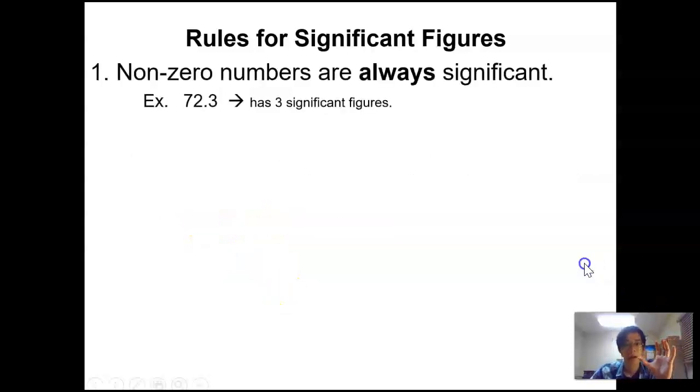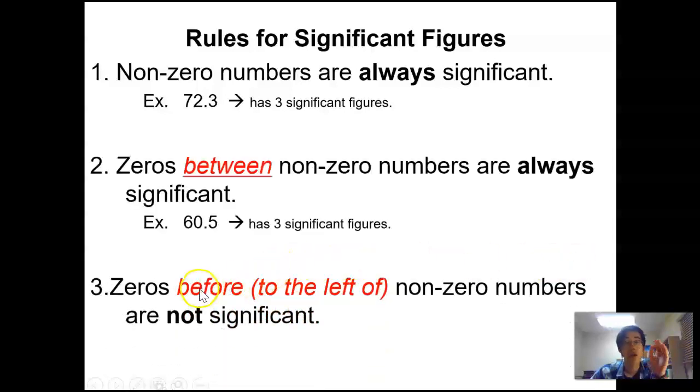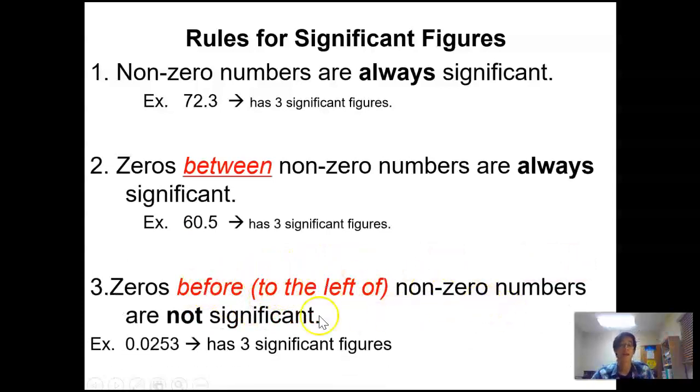Alright. And, okay, but zeros before or to the left of non-zero numbers are not significant. So if I have these zeros right here, these zeros do not count as significant figures. Okay, so I only count the non-zero numbers here, which count as only 3. So any zeros to the left do not count.